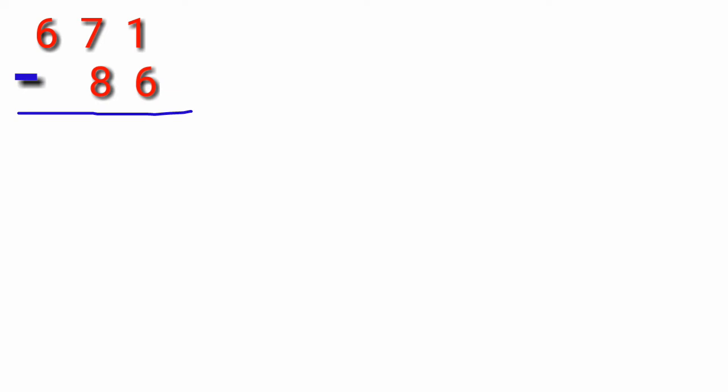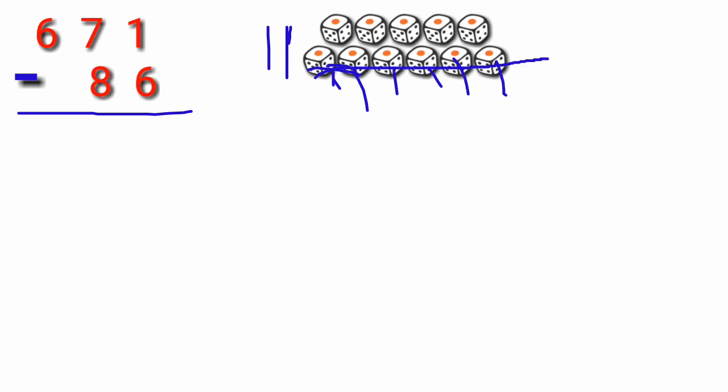Subtract 86 from 671. So now 1 minus 6, it can't. You have to borrow 1 from 7. When you borrow 1 from 7 and add it in front of that 1, it equals 11. So 11 minus 6, count it. 11 minus 6 is equal to 5. 5 is the answer, and 7 changed to 6.